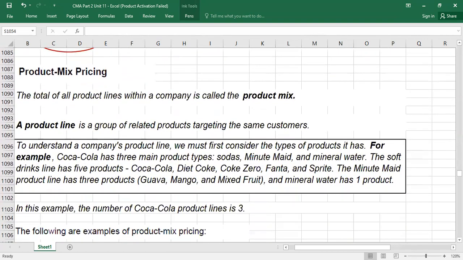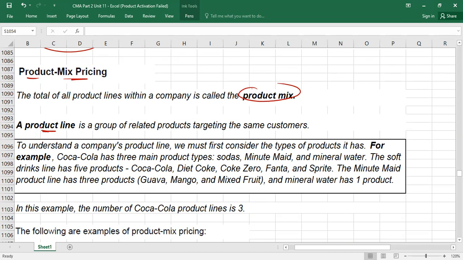Understood? Then we have one more concept that is called product mix pricing. There are two words here, guys. One is called product mix and the second is called product line. Let me explain first what the product line is, then we will come back to the product mix, and then we will see the strategies. What is product mix pricing?